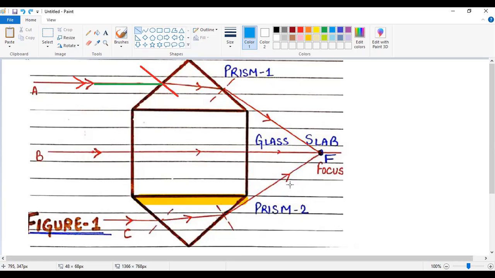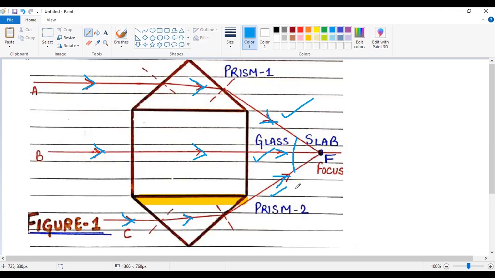So students, just pay attention to the arrows. Incident light is going from one medium to another. The arrows have to be shown in forward direction. Since all the rays are meeting at point F, all the refracted rays are meeting at point F. All the rays are coming together at point F.